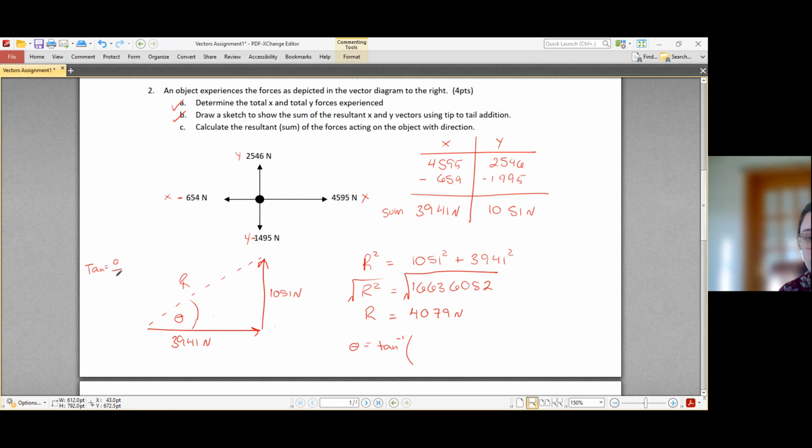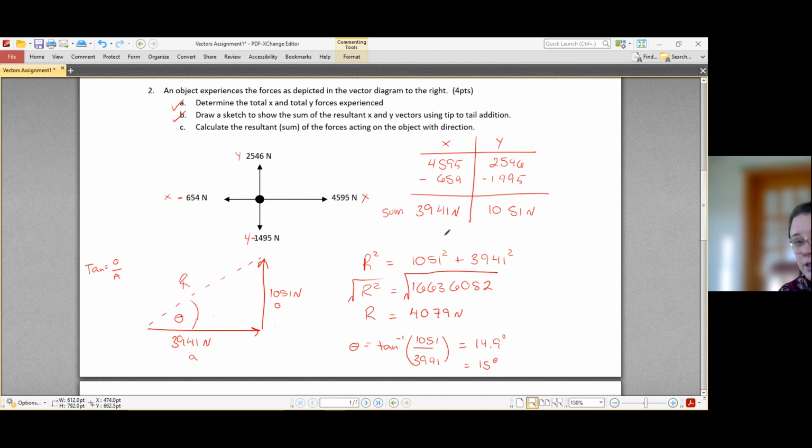is equal to opposite over adjacent. So we're going to put our opposite first. So if I look, opposite is my y, adjacent is my x. So opposite first, 1,051 divided by my adjacent of 3,941 gives me an angle equal to 14.9 degrees. You can round that to 15 degrees. Whole degree is all you really need to have here.